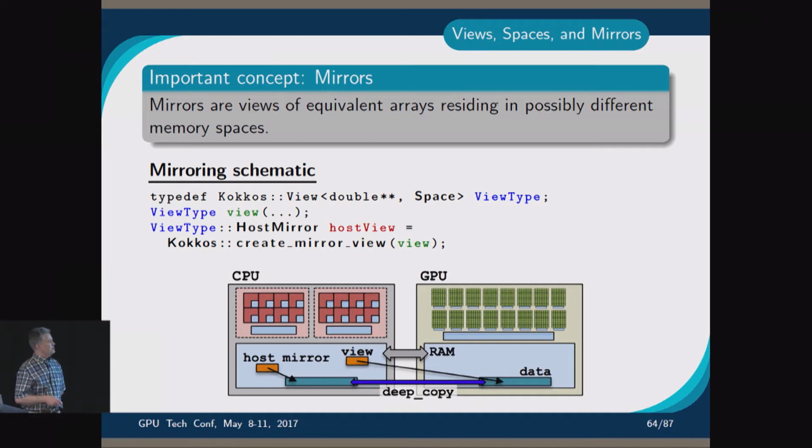And so what happens is we have the original view pointing over here, and the host mirror, the metadata, points to an exact image of what was over here in terms of shape and everything else that went into that.